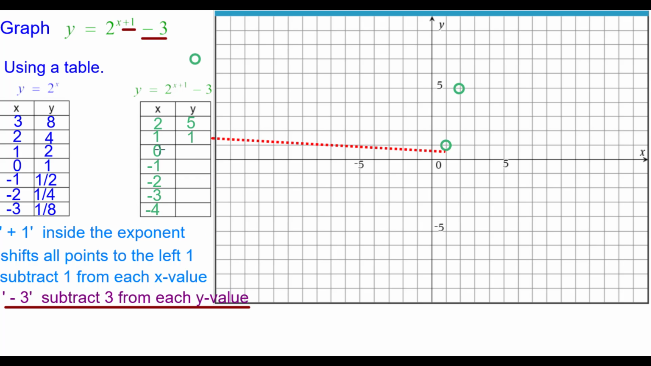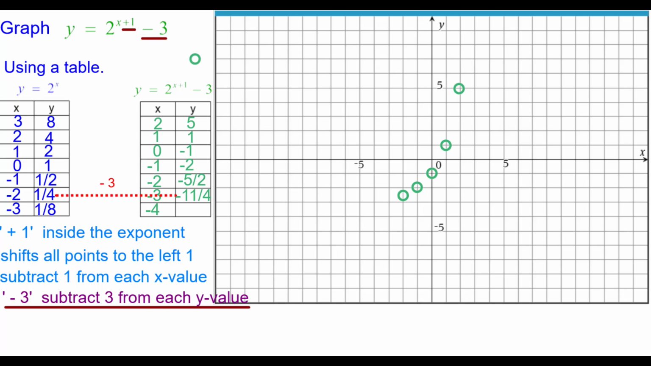We're going to ask you again to pause, finish the ordered pairs here, plot them, finish the graph, then resume when you're ready. Two minus 3 is negative 1, 0, negative 1. 1 minus 3 is negative 2, negative 1, negative 2, and so on. When we do minus 3, a half minus 3 would be like a half minus 6 halves, which would be negative 5 halves, so negative 2, negative 2 and a half.